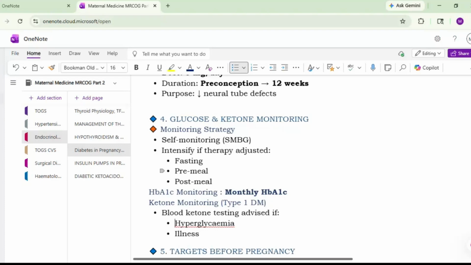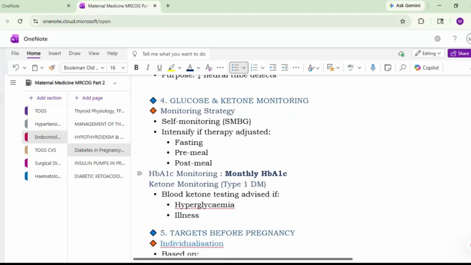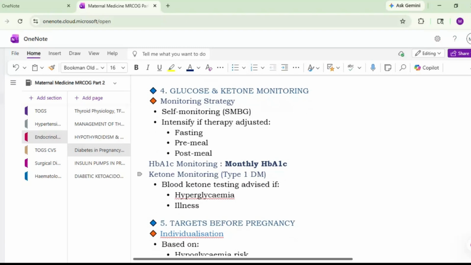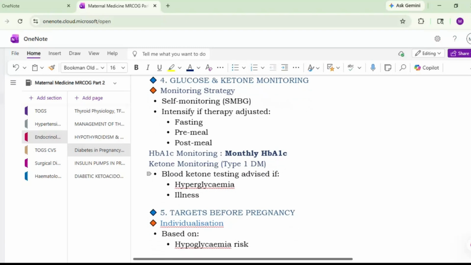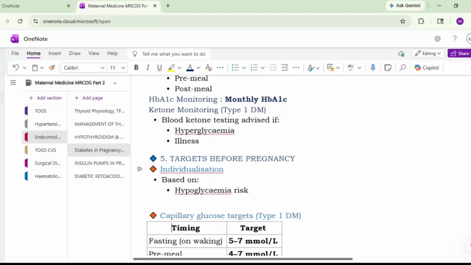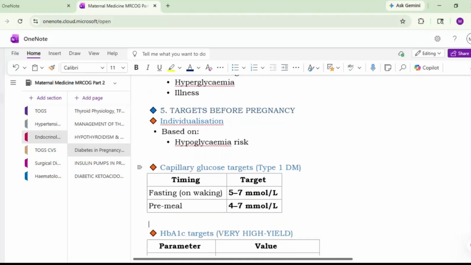Especially if she is type 1 diabetic, then ketone monitoring is also indicated. Ketone testing is advised if there is hyperglycemia or if there is any illness. Now, what are the targets before the pregnancy? These targets are also very important from the SBA point of view.